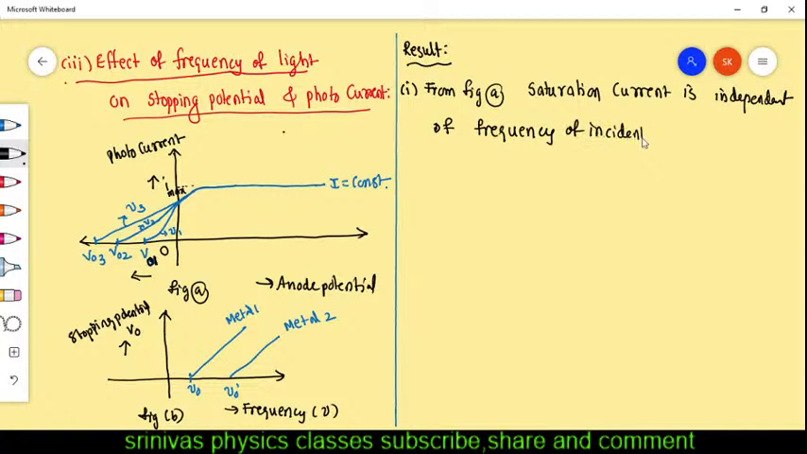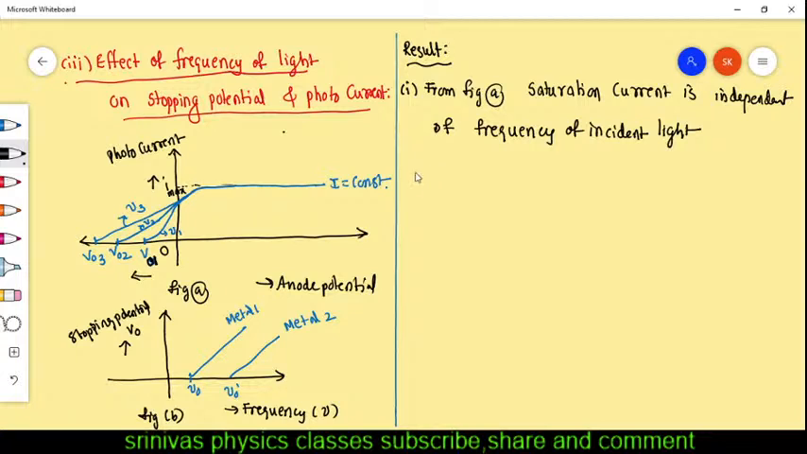Whatever the frequency of incident radiation, the saturation current is the same. For the nu1 frequency graph, this is the saturation. For nu2 also, this is the saturation. Nu3 also saturation. Imax is the same for all frequencies. The saturation current is independent of the frequency of incident light. When you change the frequency, the saturation current does not change. But the saturation current depends upon the intensity, not on the frequency. This is the first point.